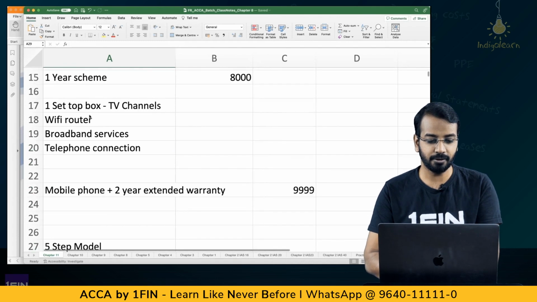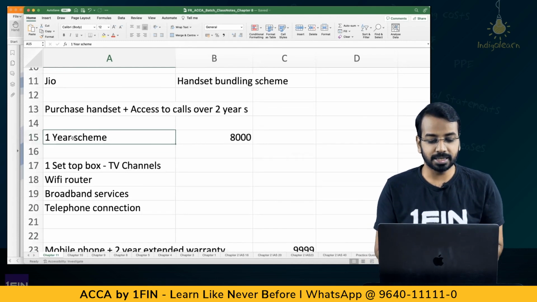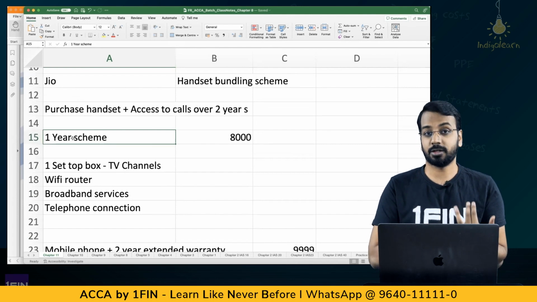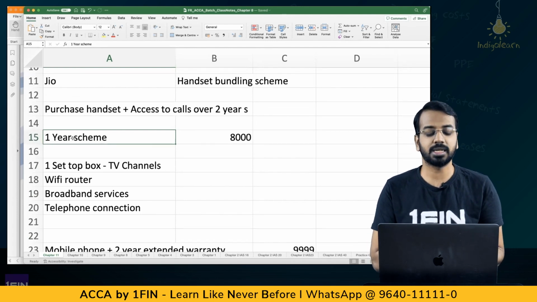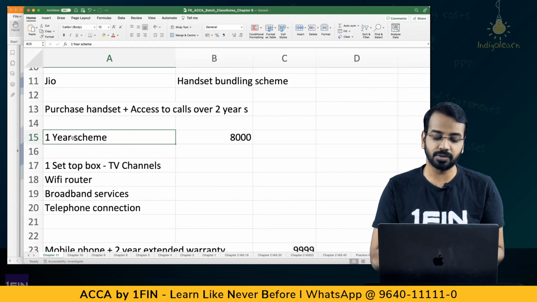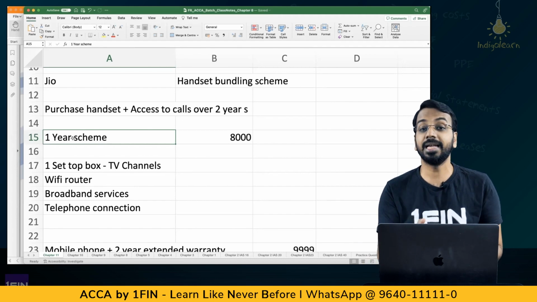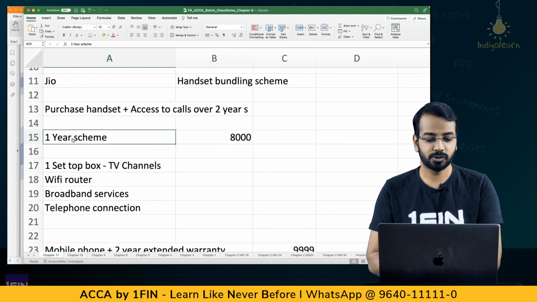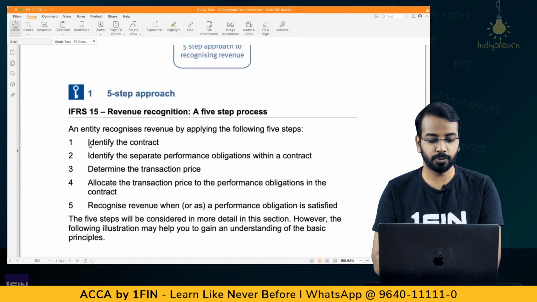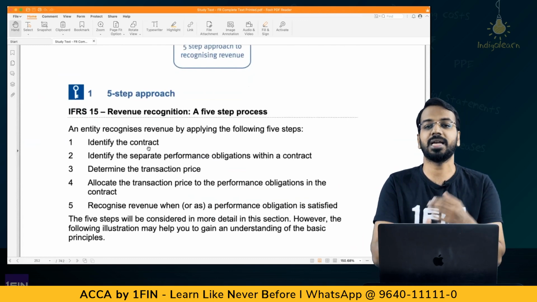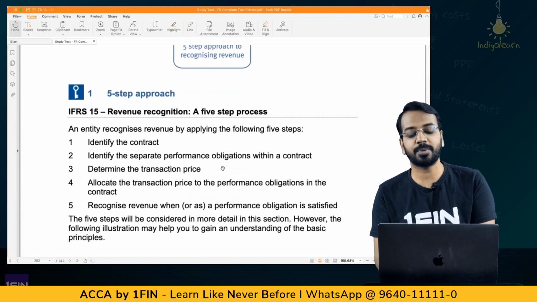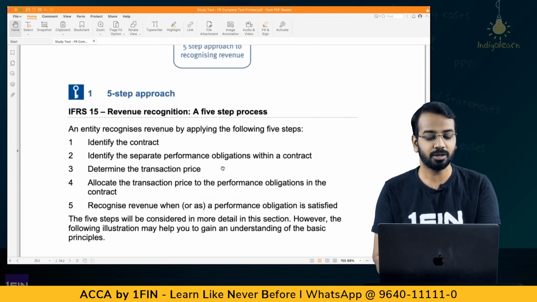So if I go back here, this 1 year scheme, there is a contract that the company will give me a set-top box, it will give me access to TV channels, it will give me a router, it will give me broadband services, it will give me a telephone connection against a consideration of 8,000. That is the contract. Okay. So first step, as I told you, is what? Identify the contract. The second step, for which I have given you a lot of examples already, is identify the separate performance obligation within a contract.